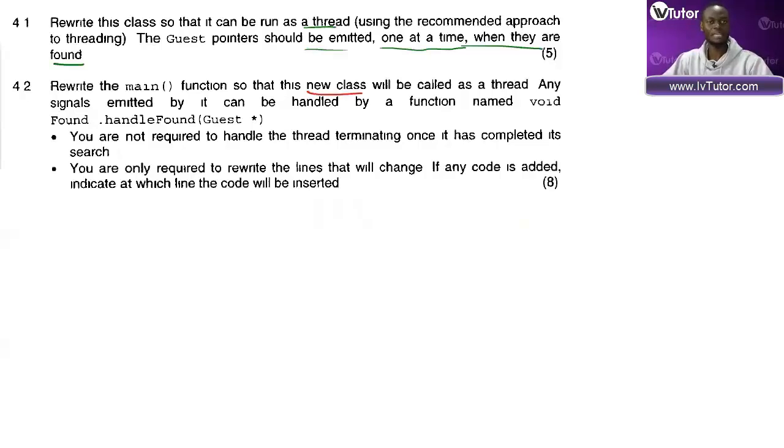Any signals emitted by it can be handled by a function named void handleFound. So now they gave you a function called handleFound. And this function is in this class called Found. Because you can see, right? Found, handleFound. So this is the function you are going to use on your connect. You are not required to handle the thread terminating once it has completed its search. So they are saying, don't worry about the cleanup stuff. You are only required to write the lines that will change.